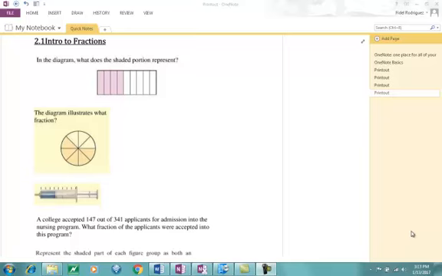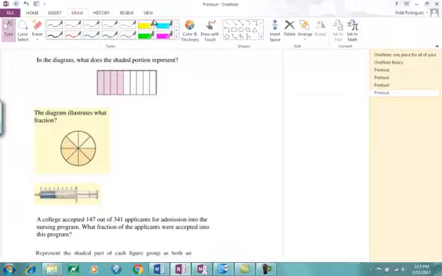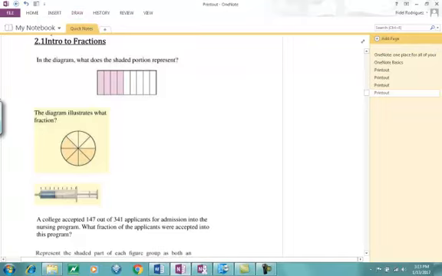Okay, so for the next section, we're going to go through 2.1, which is an introduction to fractions. The first problem says, in the diagram, what does the shaded portion represent? First thing we're going to do is write a fraction. I notice we have 1, 2, 3, 4 shaded bars out of 5, 6, 7, 8, 9 bars total. That's all a fraction represents, the part of the whole.